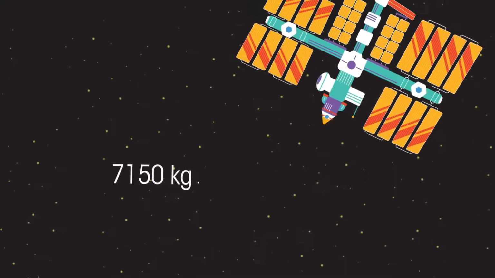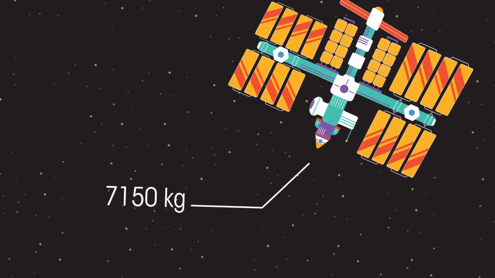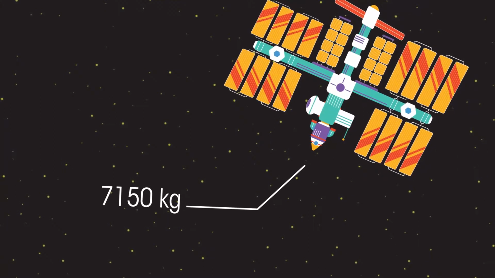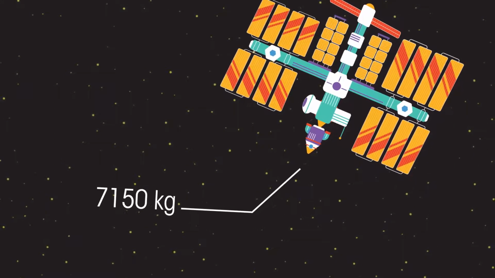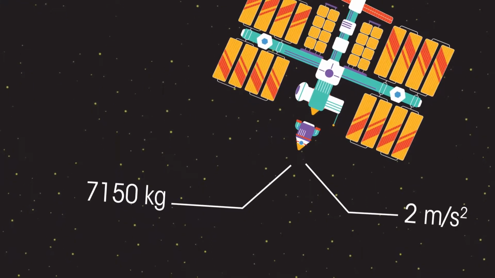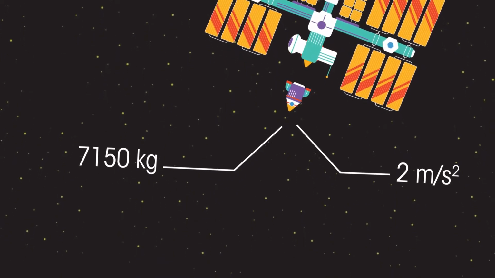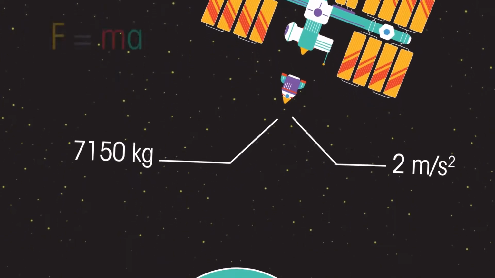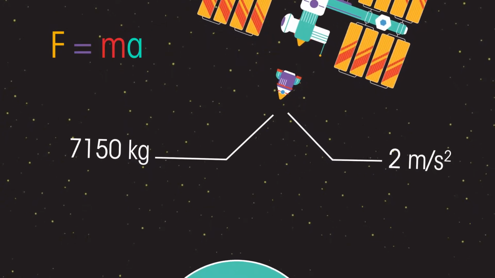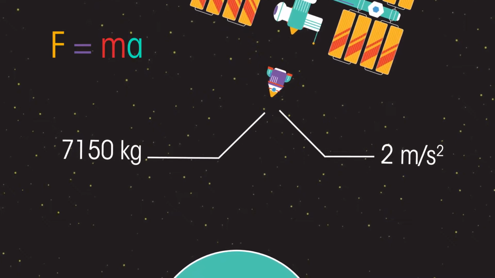A spacecraft with a mass of 7,150 kilograms accelerated away from the International Space Station towards its re-entry point with an acceleration of 2 meters per second squared relative to the International Space Station. Calculate the resultant force on the spacecraft. Pause the video and work it out.